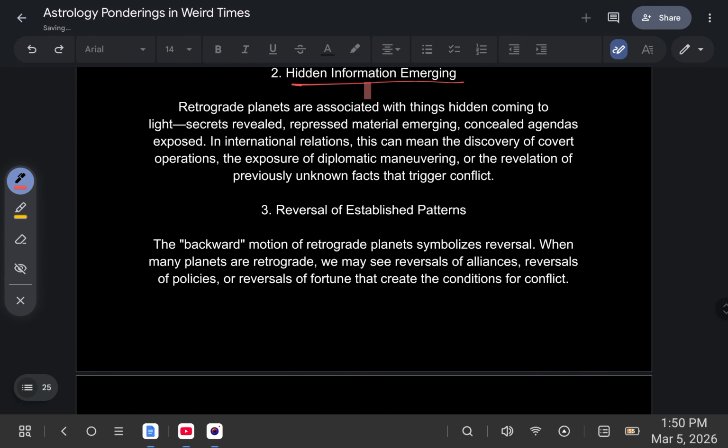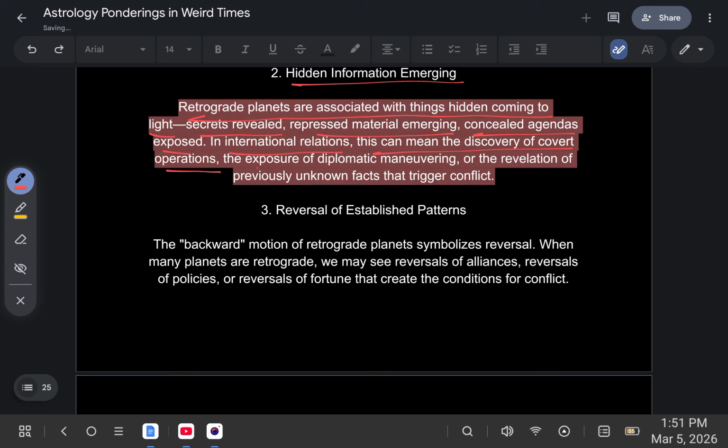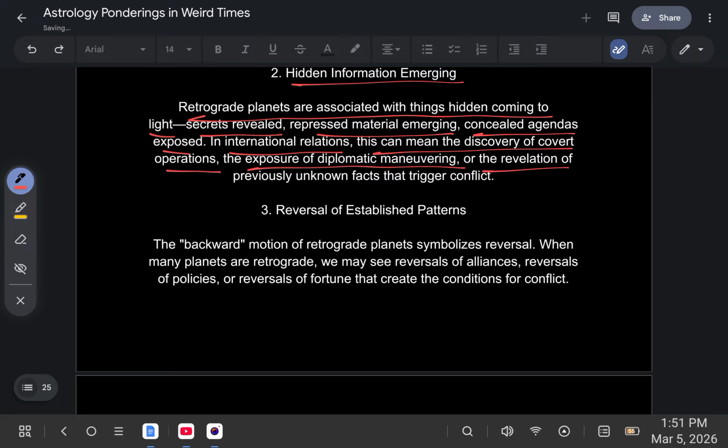As well as hidden information emerging. Retrograde planets are associated with things hidden coming to light, secrets revealed, repressed material emerging, concealed agendas exposed. In international relations, this can mean the discovery of covert operations, the exposure of diplomatic maneuvering, or the revelation of previously unknown facts that trigger conflict.